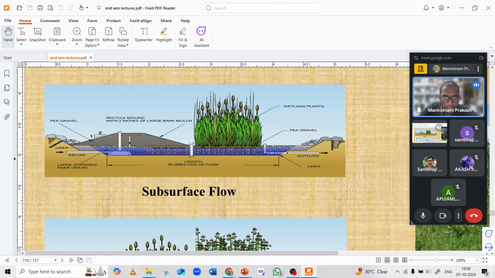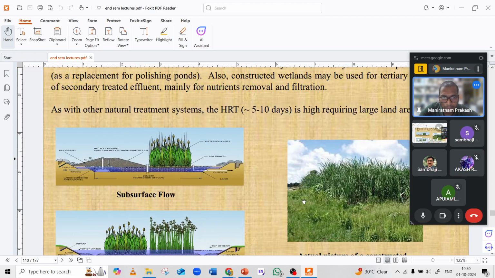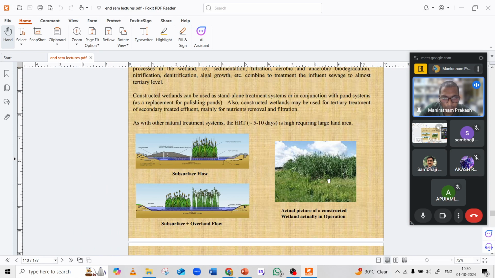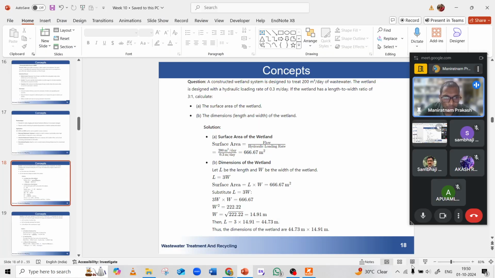The plant height is independent. If we see, miss, this is the real picture of our wetland, you can see the actual constructed one in operation. It's not clear, but there will be some area marked saying that this is wetland and all this. The question is very simple.